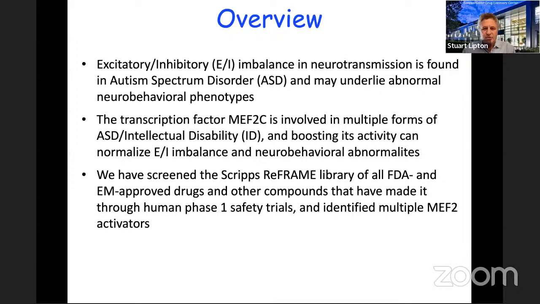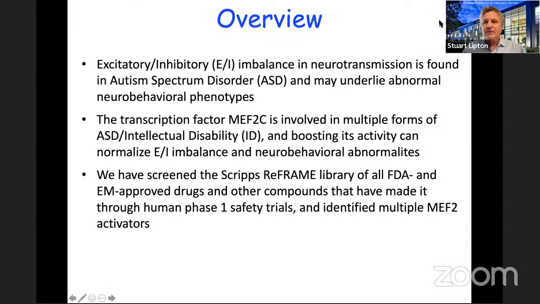And we screened what's called the Scripps ReFRAME library. The Scripps ReFRAME library is a unique library that Scripps chemists put together. Scripps has been ranked 1 or 2 in the world in chemistry. And they put together a library of not only all the FDA-approved drugs, as Matt had mentioned, but all the EMA-approved drugs in Europe and other compounds all over the world that have made it through phase 1 safety trials, even if they're not yet on the market.